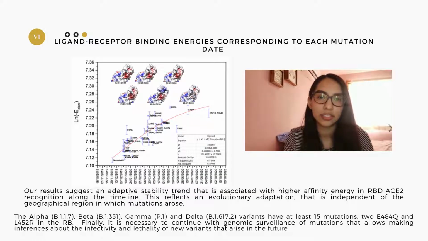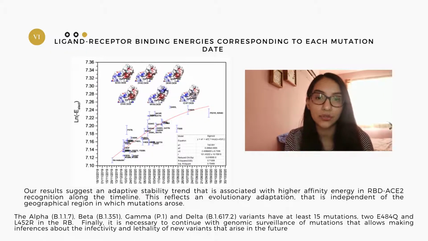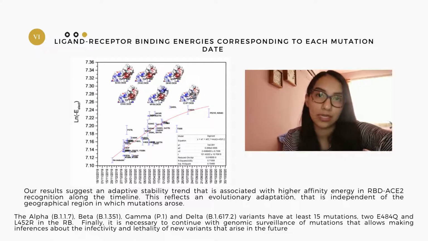The interaction energy and the date on which each mutation was reported are plotted. As the pandemic progresses, it is observed that the registered mutations increase the interaction energy, which is why the ligand becomes more related to the receptor. Our results suggest an adaptive stability trend that is associated with higher affinity energy in RBD ACE2 recognition along the timeline. This reflects an evolutionary adaptation that is independent of the geographical region in which the mutation arose.